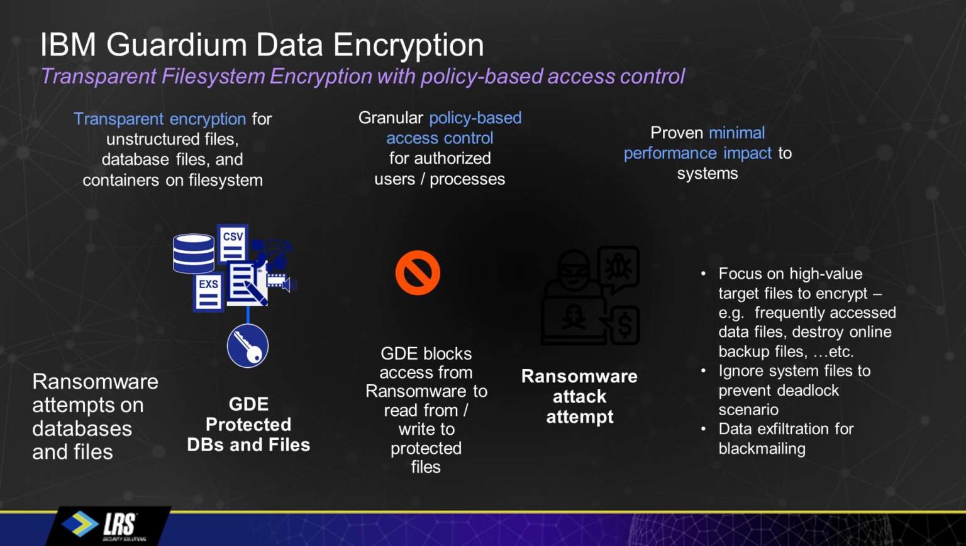And with whitelisting controls, only a whitelisted, authorized application or set of users can access that data in clear text. And let's say in the event that a system is infected by a malicious application, what Guardian Data Encryption would do at that point would be to block that application from reading or writing encrypted files because the malware does not match the application signatures in that whitelist.